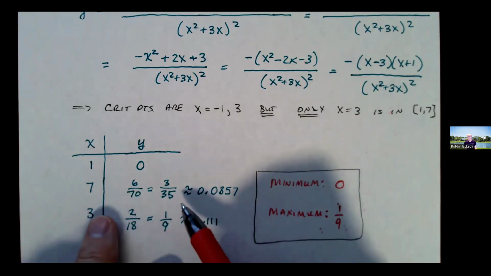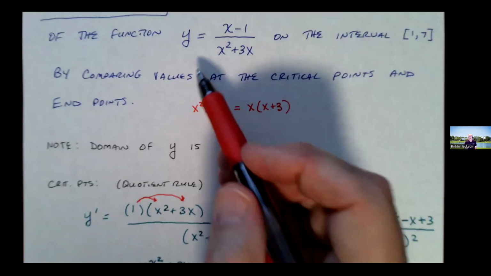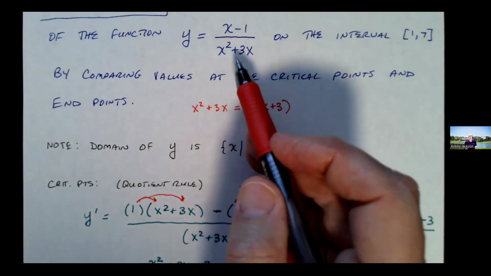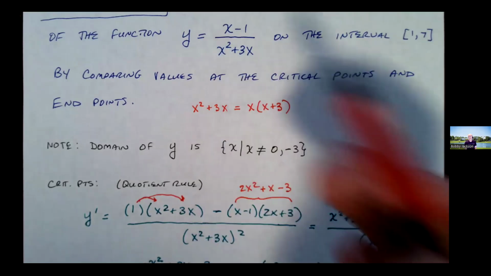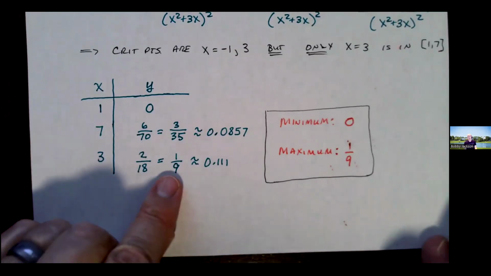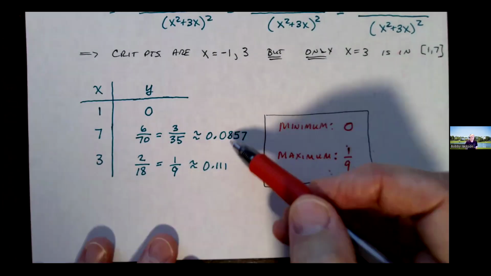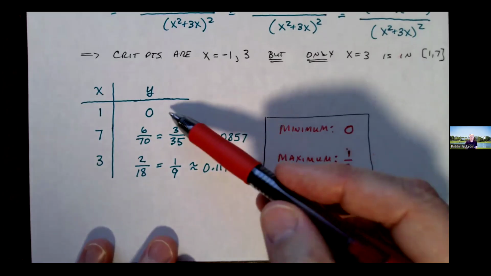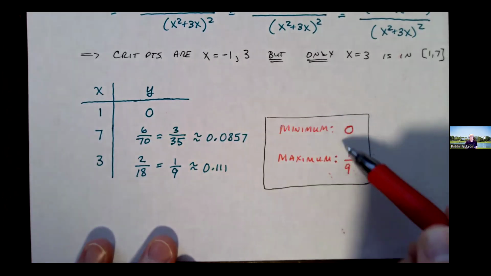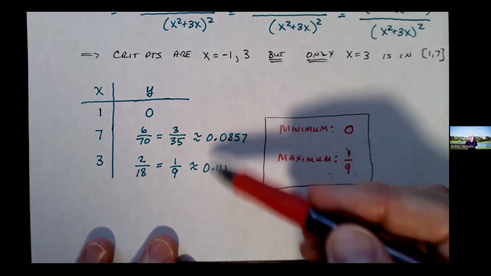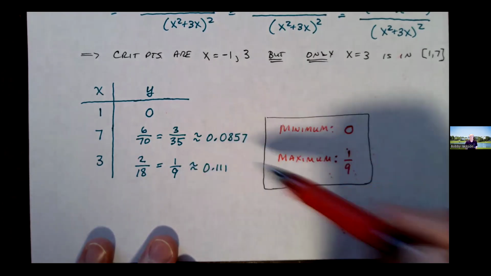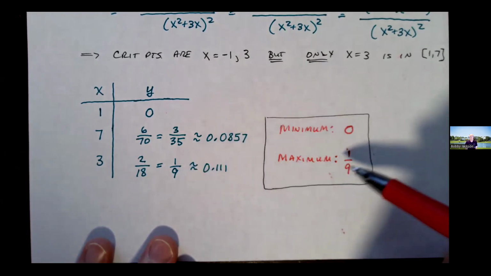And then I plug in 3. So up top, I will have 3 minus 1 is 2, 3 squared plus 3 times 3, 9 plus 9. I get 2/18, which is 1/9, which is approximately this. So for reference, I can now check which is the smallest. Well, obviously 0 is the smallest. That's my minimum. Which is the biggest? Well, 1/9 is the biggest. And they do want to give the exact value.